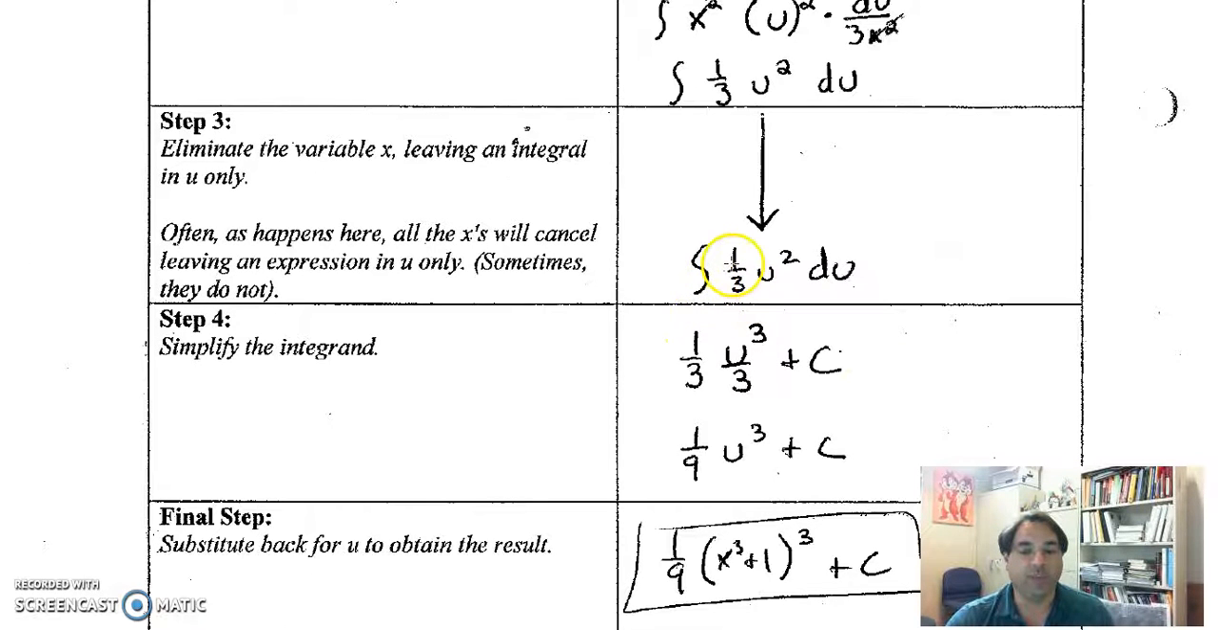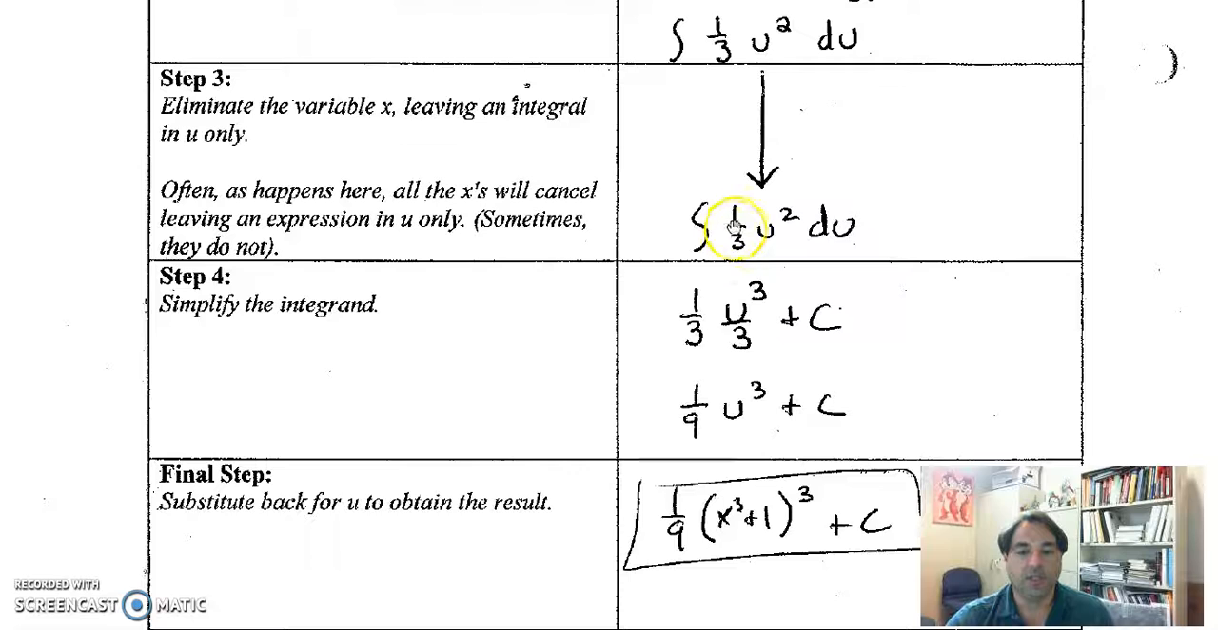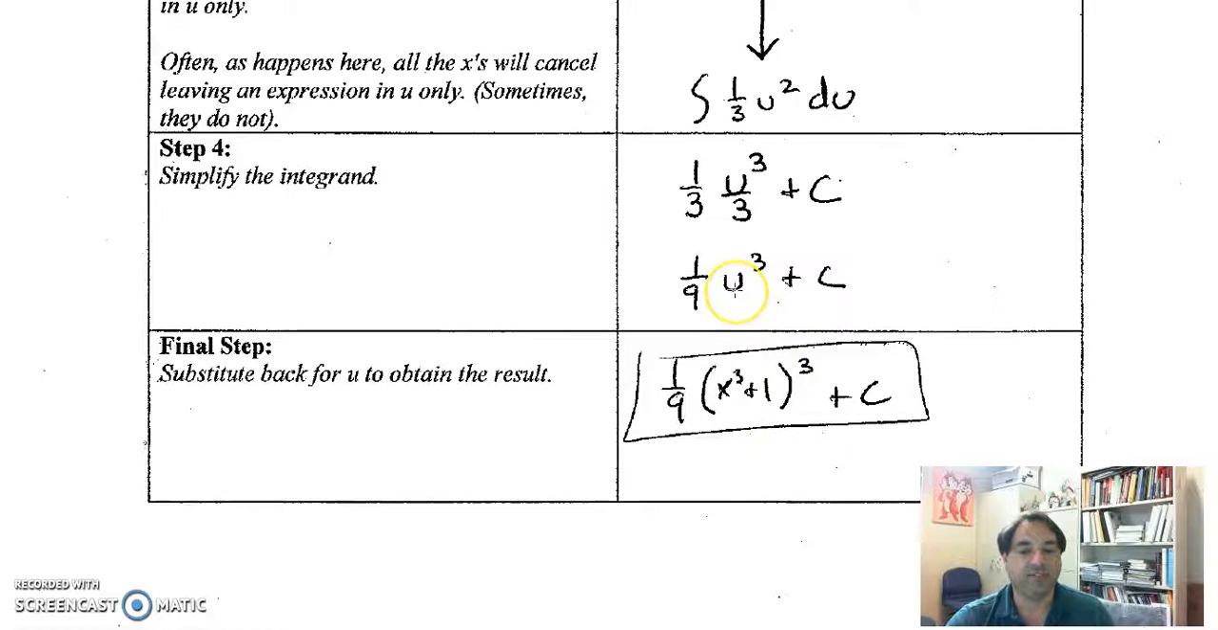So to take the integral of 1/3 u squared du, the 1/3 stays in front. To take the integral of u squared, we add 1, which is 3, and divide by it. Don't forget your plus c. We take the integral, so I should end with a plus c. 3 times 3 is 9, so we have 1 over 9, u cubed plus c. But we don't want our final answer in u, we want it in terms of x. So instead of u, we put x cubed plus 1. So our final answer is 1 over 9, (x cubed plus 1) cubed plus c.